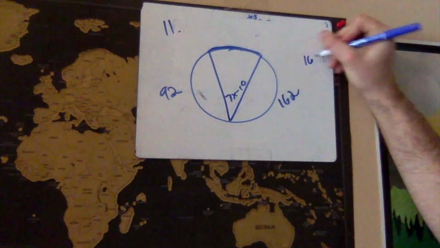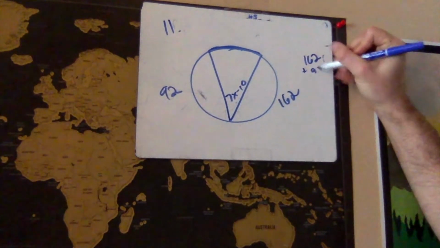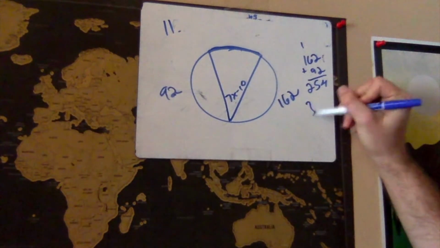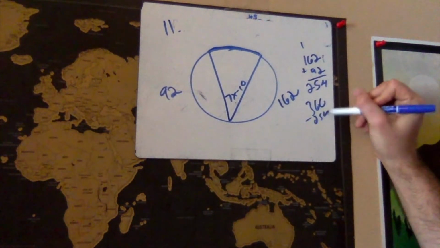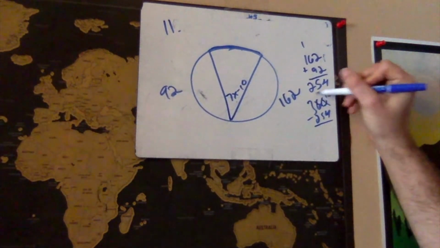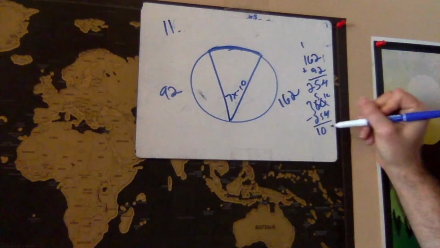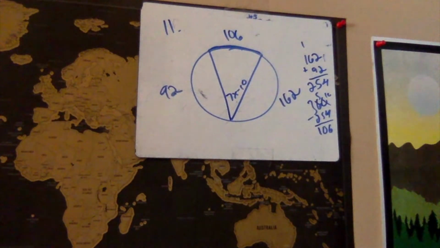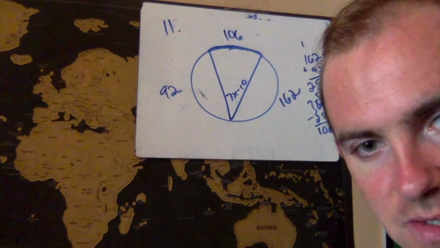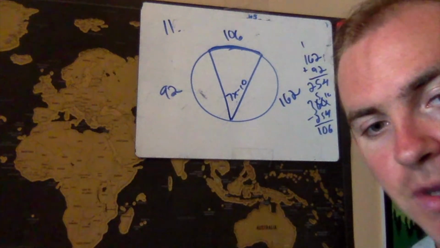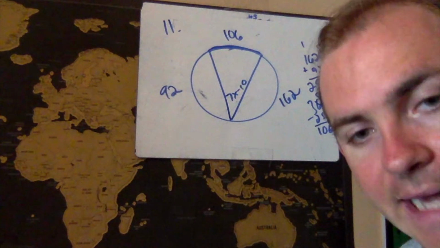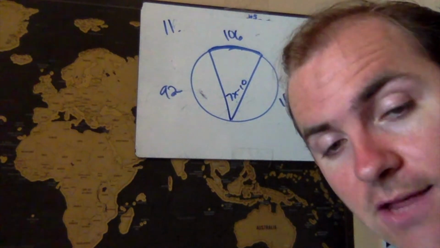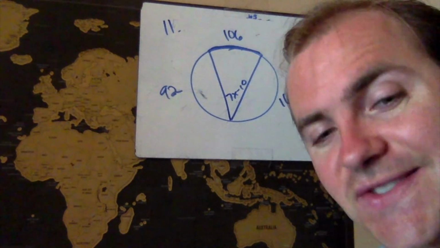So I'd add 162 and 92, that's 254, and then 360 minus 254, and that's 106. All right. Again, how did I get that 106? I know there are 360 degrees in a circle, and so I added together the arcs that I had, subtracted them from 360, and lo and behold, I have 106.